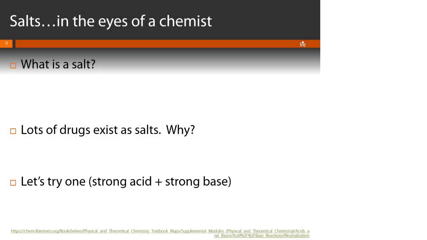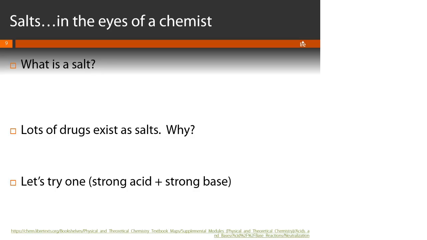Alright guys, so today we're going to talk about acid-base neutralization reactions. In the last video we talked about how acids and bases behave in water. Water is amphoteric, which means that it can act as both an acid and a base. So if we add acid to water, the water is going to act as our base. If we add a base to water, the water is going to act as our acid.